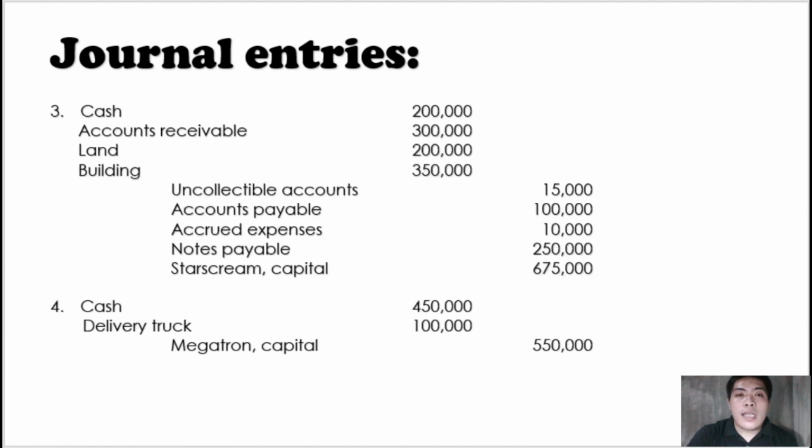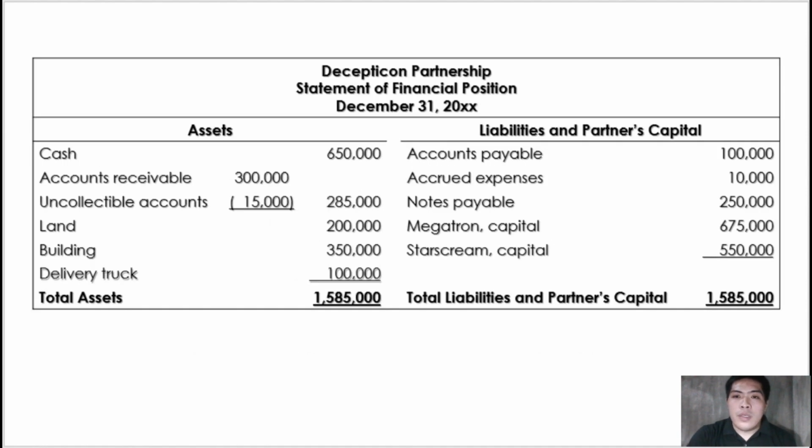journal entry. Then next naman, we have to record the investment of Starscream. So, parang binaliktad lang natin yung entry natin sa number 2 kanina. Okay. Then we have to record naman yung investment ni Megatron. So, after partnership formation, we have the same statement of financial position. So, let me just change this one. So, this must be 550,000 and this one must be 675,000. So, yan yung pinaka-adjusted statement of financial position after the partnership formation. Okay.